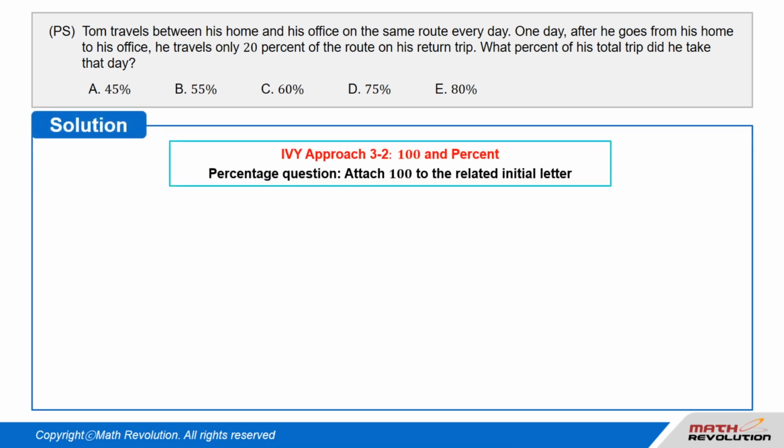Solution. IV approach 3-2, 100 and percent. One of the IV approaches is to attach 100 to the related initial letter if we are dealing with percentages.